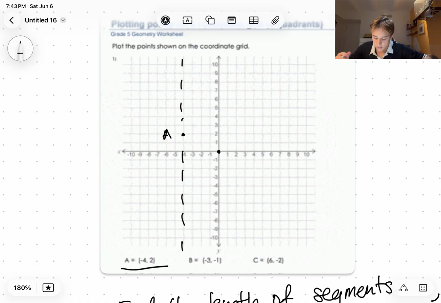So its coordinates are negative 4, 2. We can do a similar thing with negative 3, negative 1.